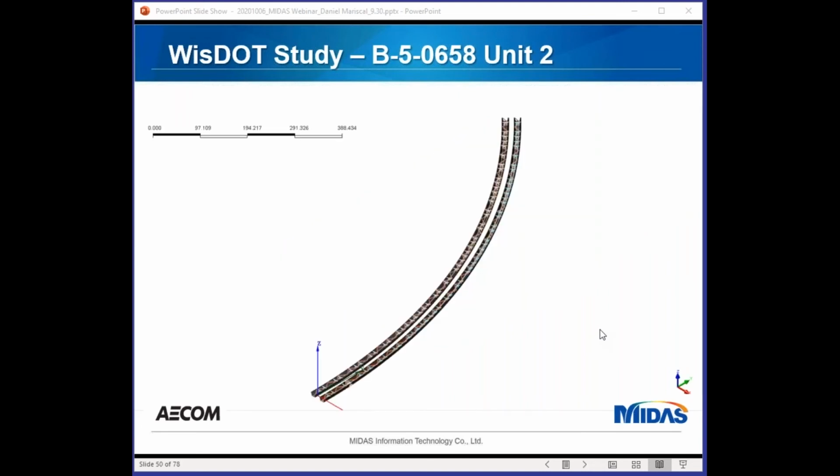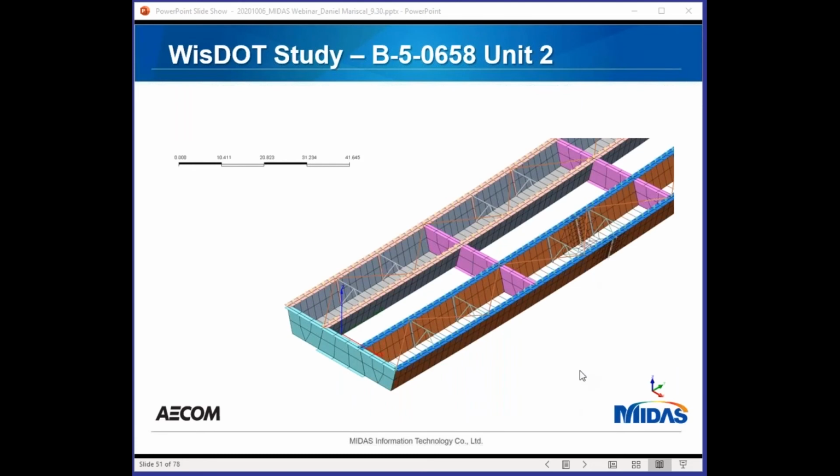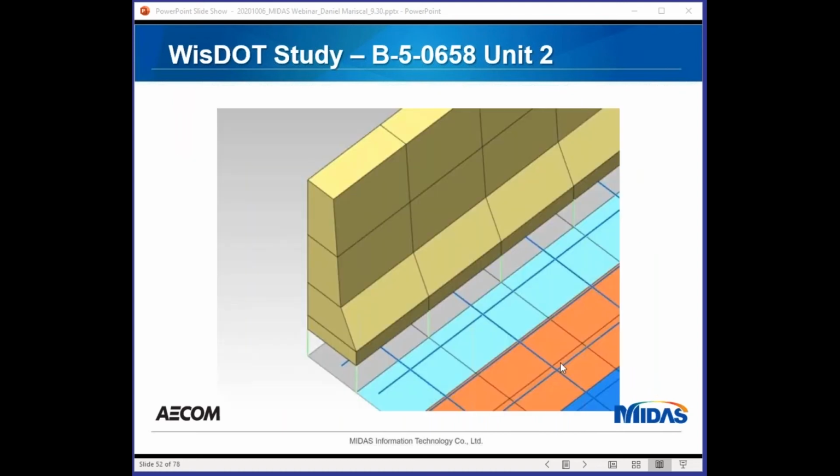This is a view of the two steel boxes with the internal frame, again just showing the curvature of the bridge. And this is a zoomed in view without the deck. You can see the diaphragms, end diaphragms, intermediate diaphragms. You can see the top lateral bracing, and you can see the interior cross bracing. This is a close-up view of the parapet and how it's connected. It's connected rigidly to the deck plate elements.